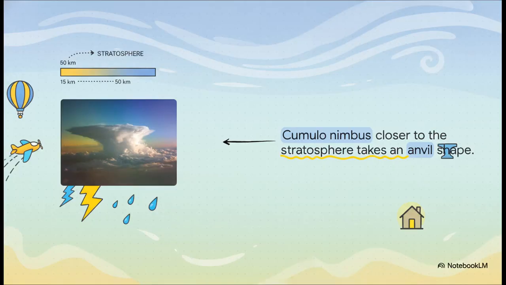Moving higher, between 15 and 50 kilometers, we cross into the stratosphere. If you ever see a towering cumulonimbus cloud with a perfectly flattened top, that distinct anvil shape illustrates this boundary. It forms when a massive weather cloud hits the stable boundary of the stratosphere, where strong winds blowing in one direction shear the top completely flat.